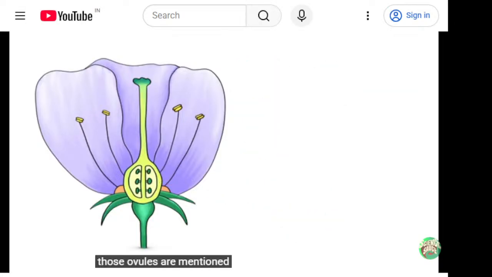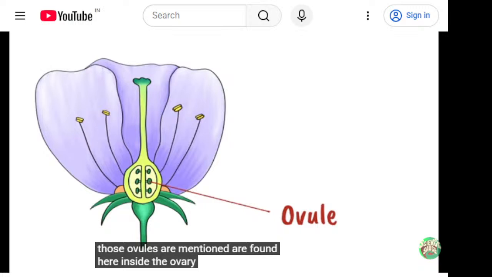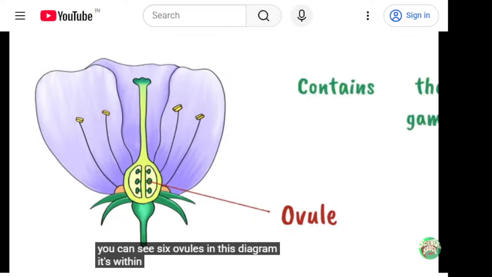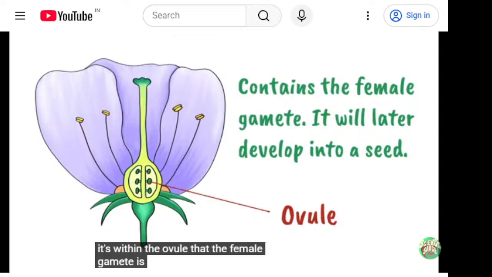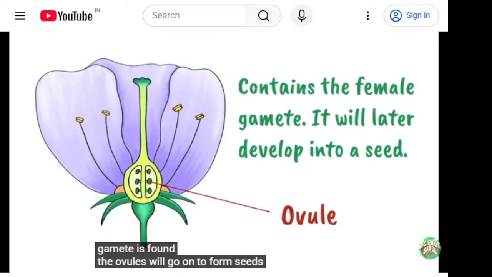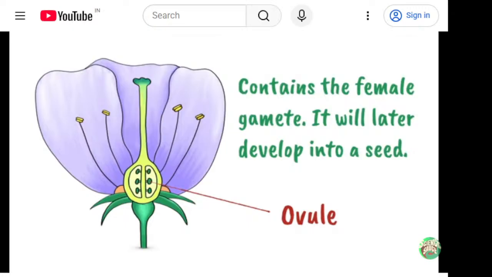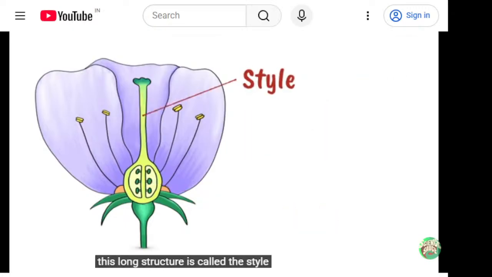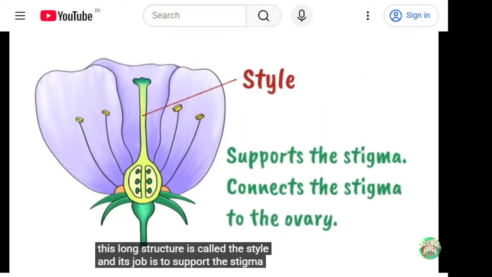Those ovules I mentioned are found here inside the ovary. You can see 6 ovules in this diagram. It's within the ovule that the female gamete is found. The ovules will go on to form seeds. This long structure is called the style, and its job is to support the stigma and to connect the stigma to the ovary.